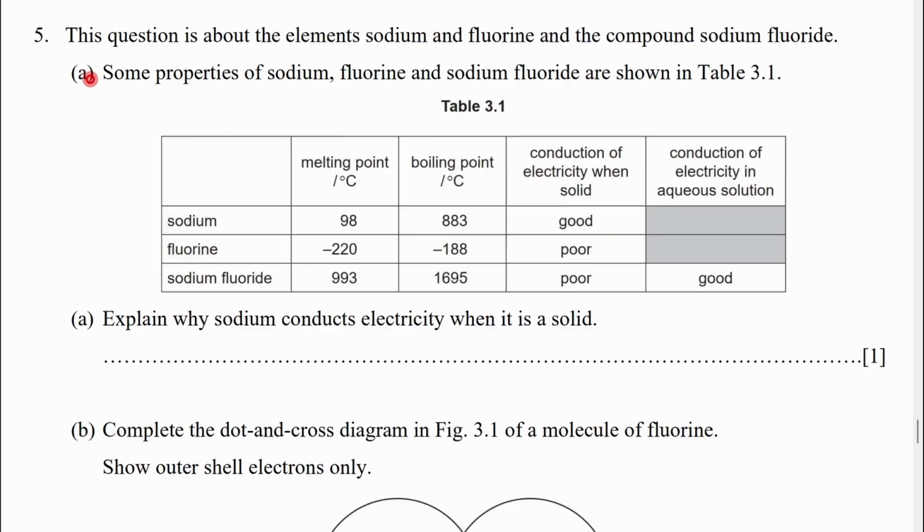Okay? Question 5. This question is about the elements sodium and fluorine and the compound sodium fluoride. Some properties of sodium, fluorine, and sodium fluoride are shown in table 3.1. Explain why sodium conducts electricity when it is a solid. Okay, so sodium here is what? It is a metal, right? So this question is actually asking you to explain why metals conduct electricity when they are solid. So you can say because it contains free moving electrons.